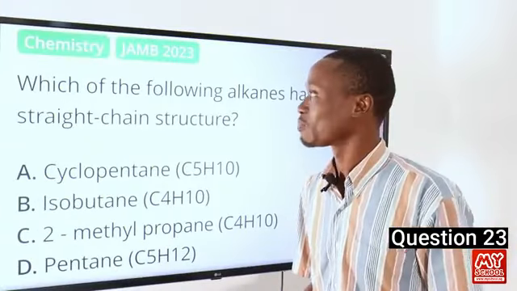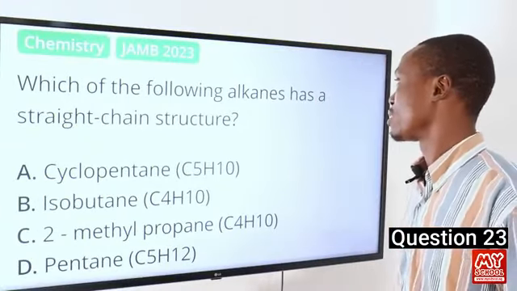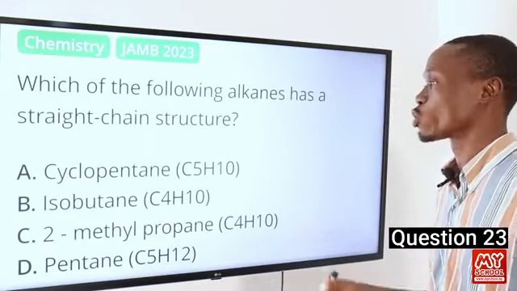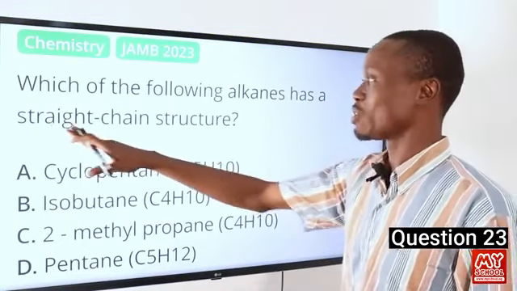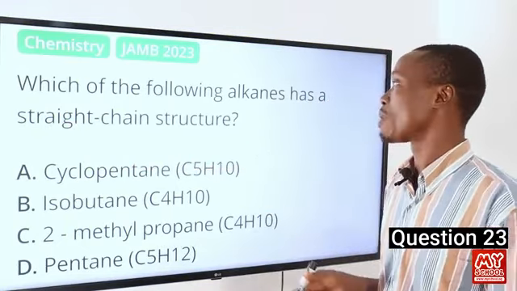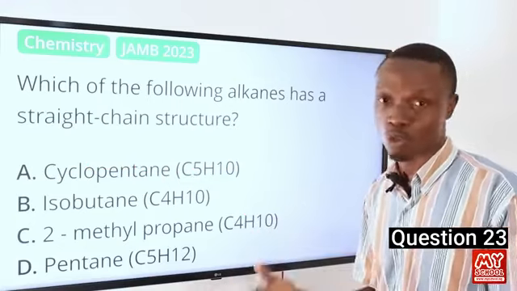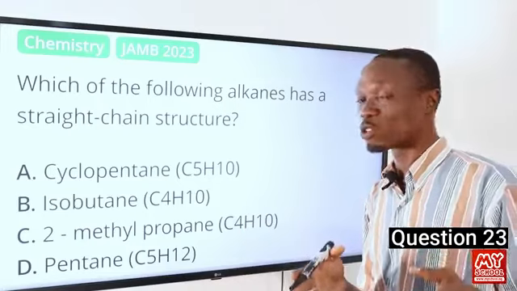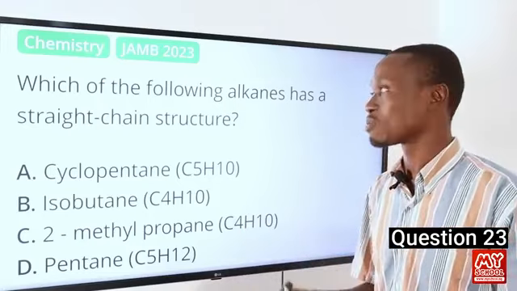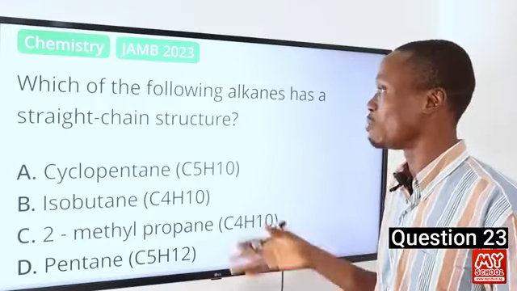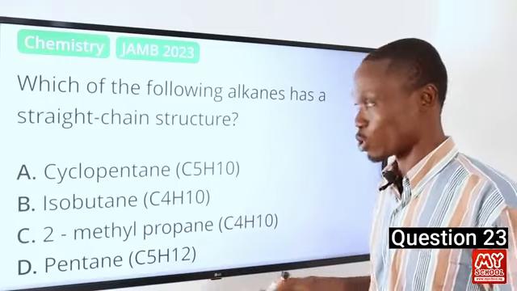Question 23. Which of the following alkanes has a straight chain structure? First of all, let's explain straight chain. An alkane with a straight chain structure simply means that the carbon atoms are connected in a continuous chain without any branch. That's what we mean by straight chain structure.